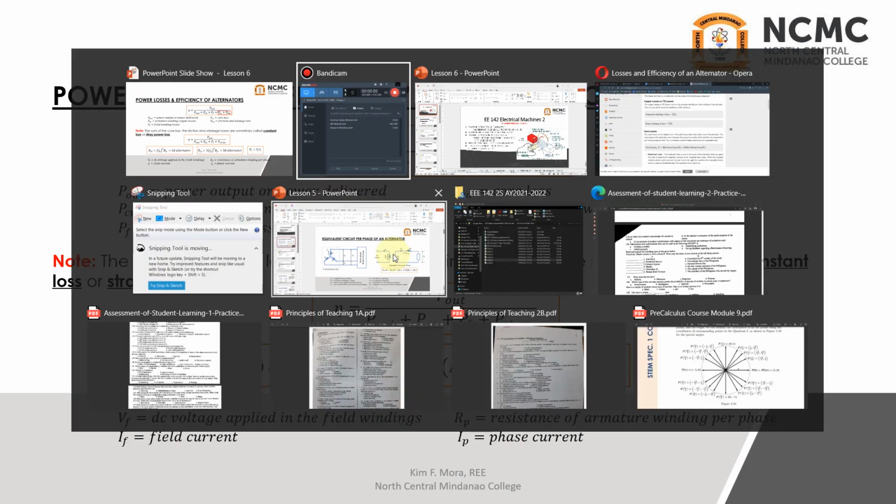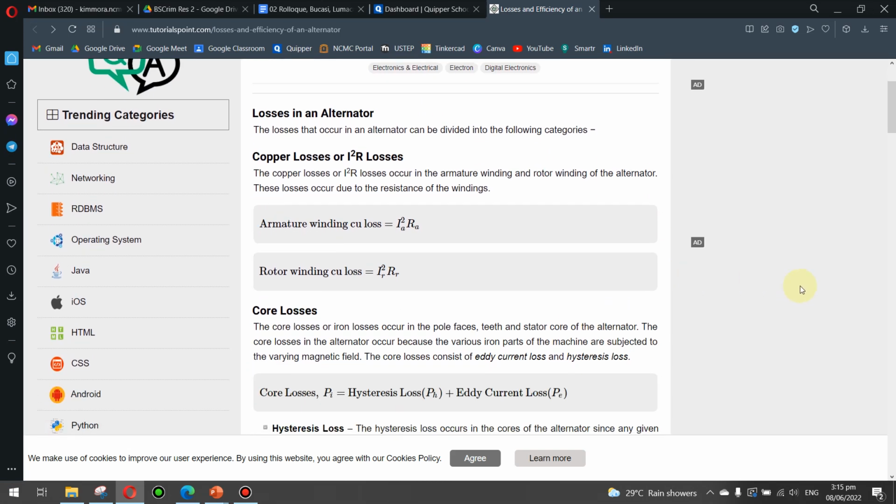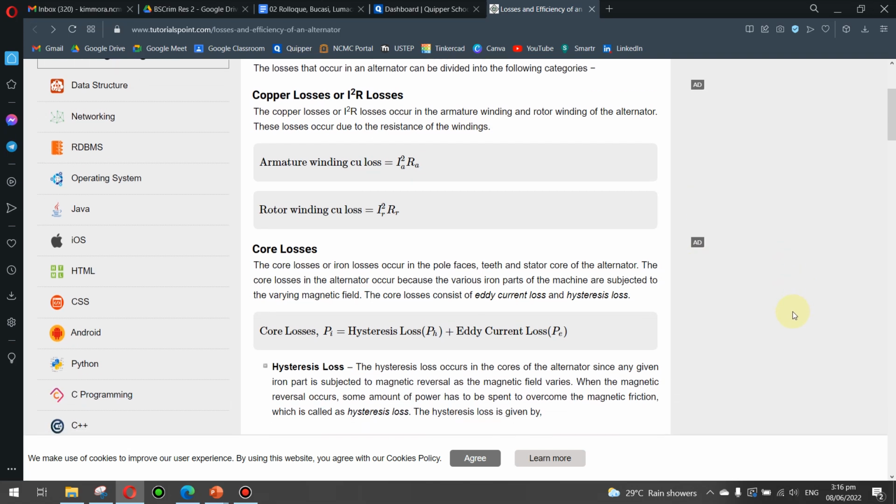So what are these losses? I searched here. First are the copper losses, or the I squared R losses. These occur in the armature winding and rotor winding of the alternator. You will find them in your armature winding, which is the stator winding, and in your rotor winding. These losses occur due to the resistance of the windings, of your wire.